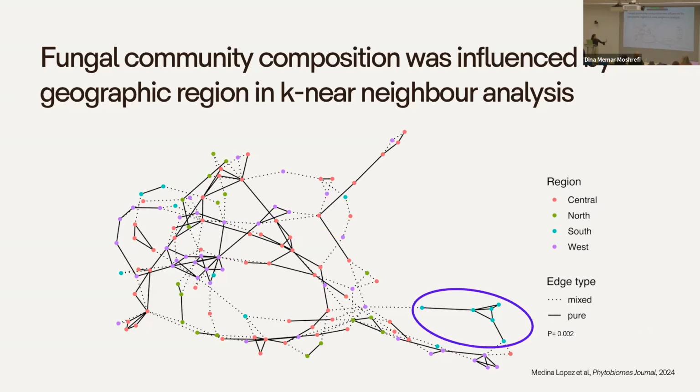Here's one for the south region, and one example for the west region. So in general, this tells us that edaphoclimatic factors and geographic regions play a significant role in fungal community composition. And that's not entirely surprising because we do know that environmental factors influence microbes in general.